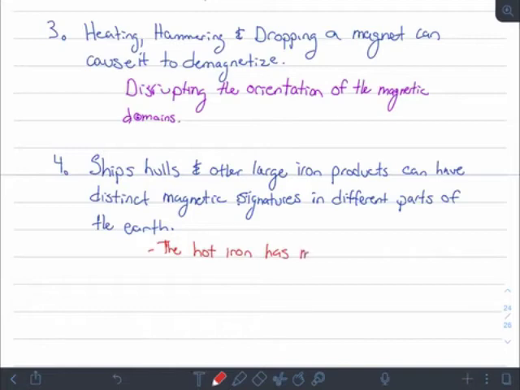So the hot iron has magnetic domains that are influenced by the Earth's magnetic field. I always forget to capitalize Earth.